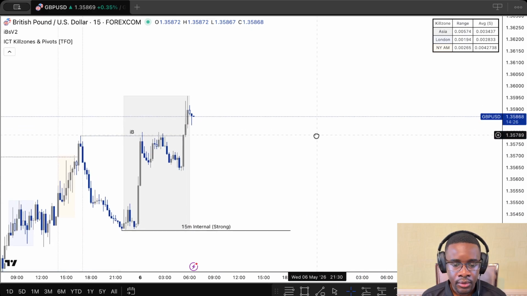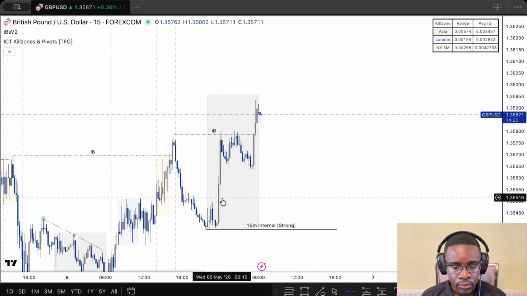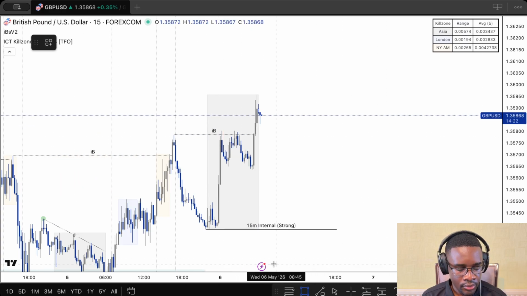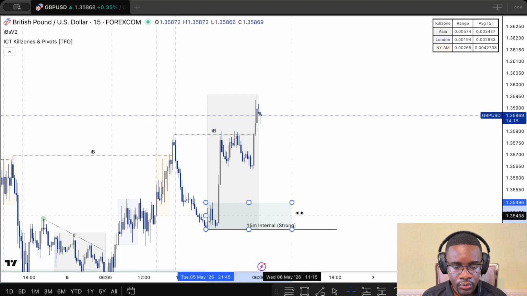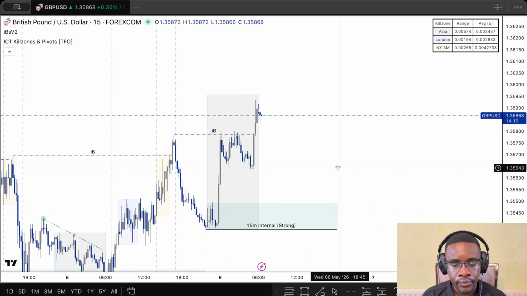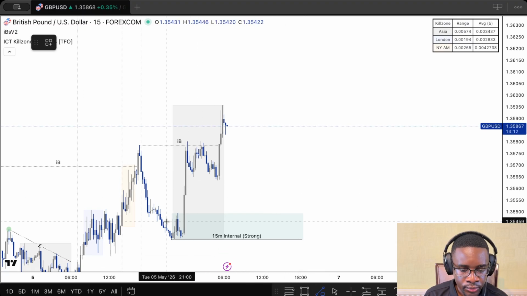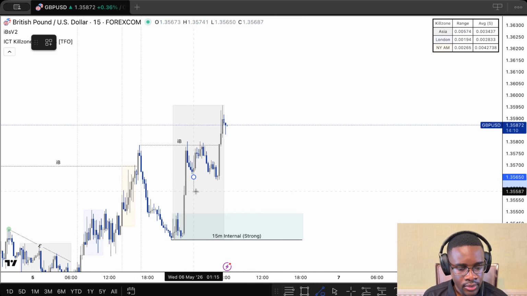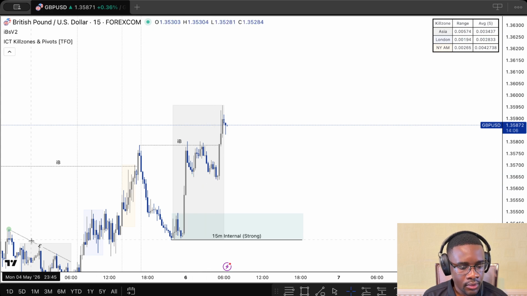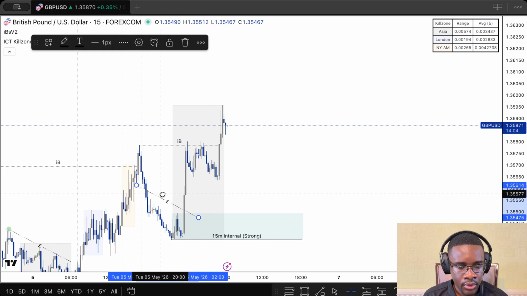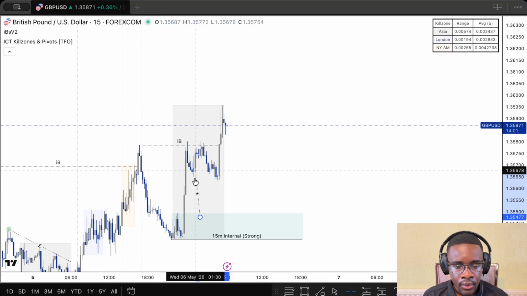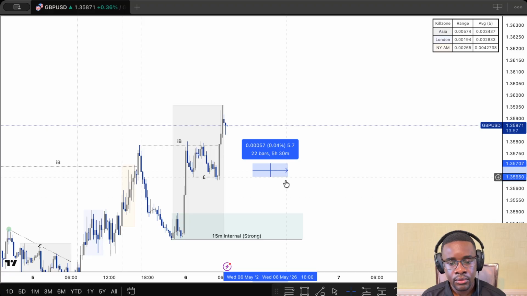So this is the range. And that is the range. Now whether price will come back down all the way from where it is, I do not know, and that remains to be seen. So this is what we have.